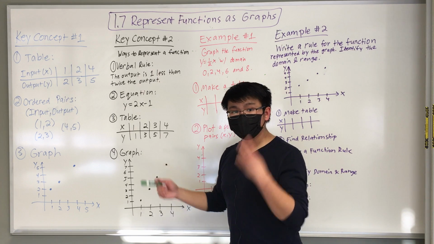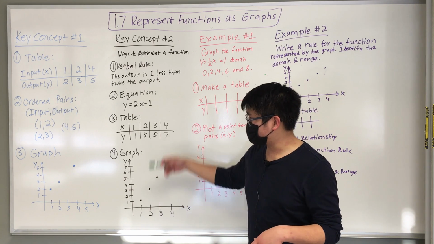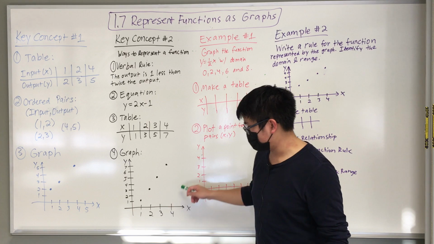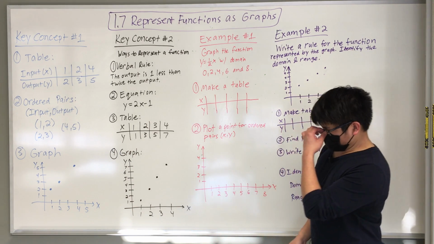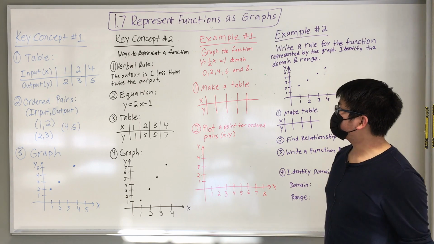And then finally, the fourth way we can represent a function is by graphing. So now that we have a table, we can graph it, right? Just like in the last problem. So this is what the graph will look like. So let's take a look at the first example here.